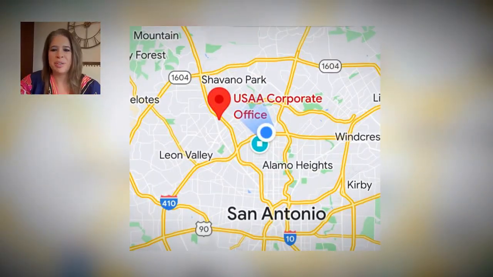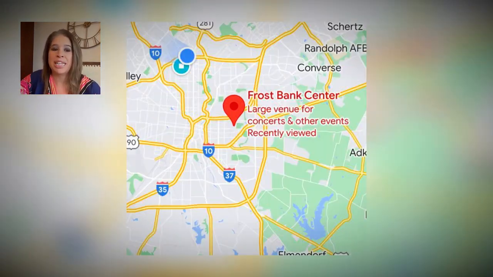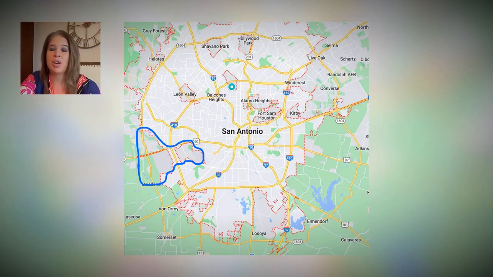And a few more spots to be aware of. So we have USAA, which is a huge employer here in San Antonio, pretty much smack dab in the middle by Medical Center, by UTSA. So it's a very popular place. The Frost Bank Center, which used to be the AT&T Center, where the Spurs play and where the rodeo takes place. It's always fun to do that. Lackland Air Force Base, which is where all of the basic training takes place for the Air Force. So we get to see our Air Force graduates on the weekends running around downtown.